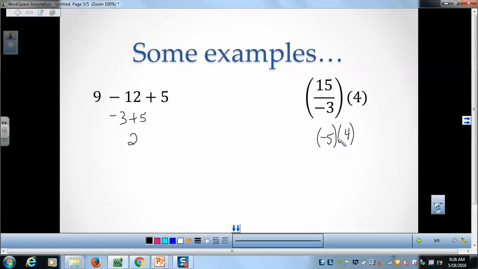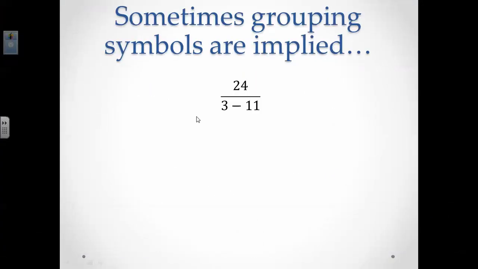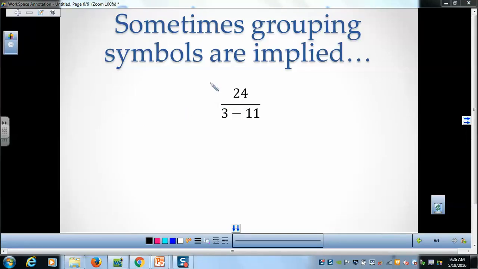And so I have a negative times a positive here, so that's a negative number, and then 5 times 4 is 20. And then that's all you have. All right, so let's look at one other type of problem before you run off and do some on your own here. Notice here that sometimes grouping symbols are implied.